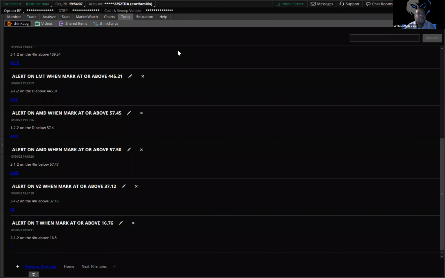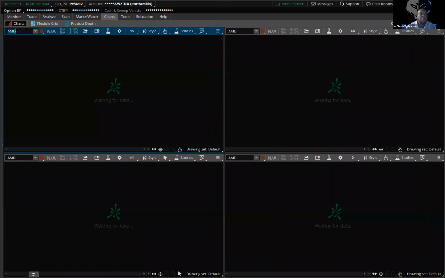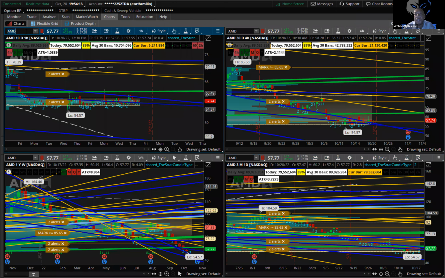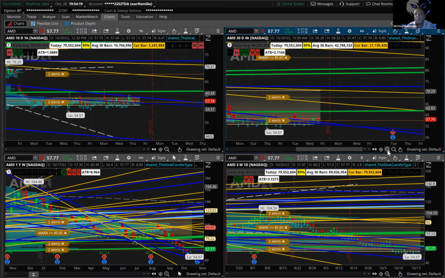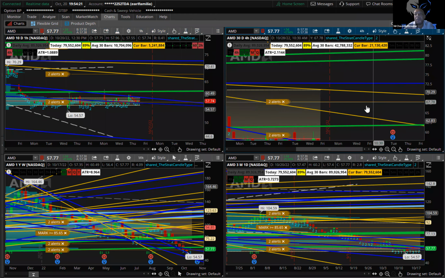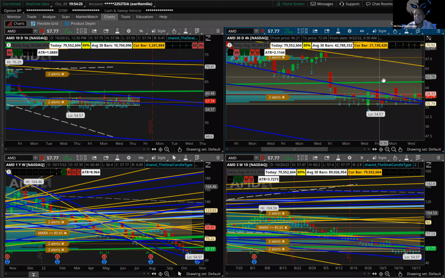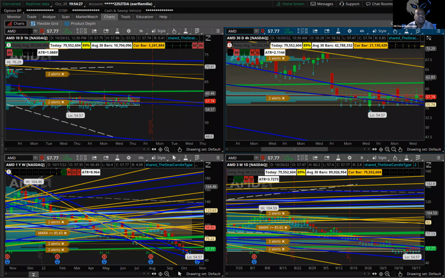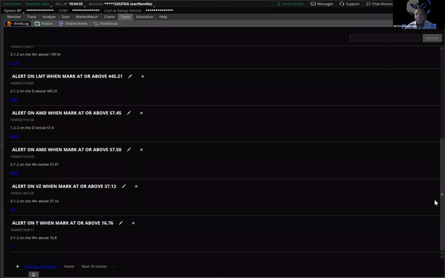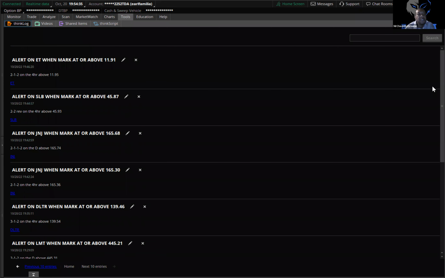The AMD shorts look really decent as well. We didn't look at any of the others, but I think the AMD puts look like an option as well. So we got some potentials for that one to the downside. I think we are pretty covered in terms of what the market could potentially do tomorrow. There weren't a whole lot of setups, but that's okay.